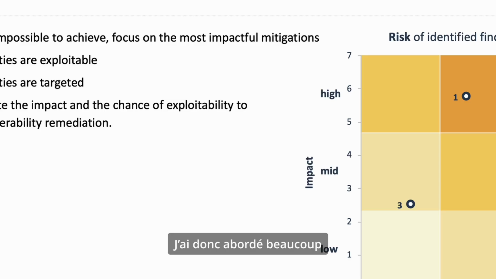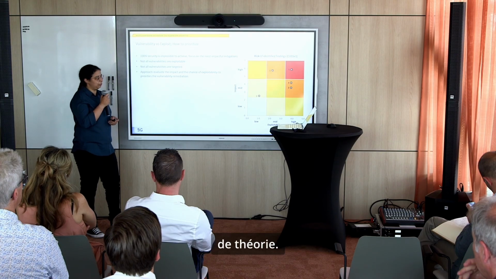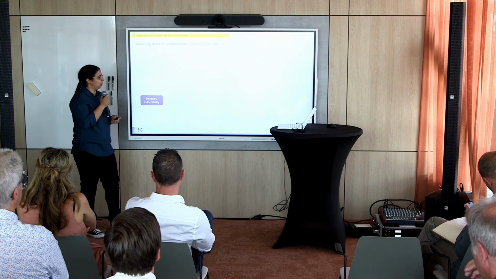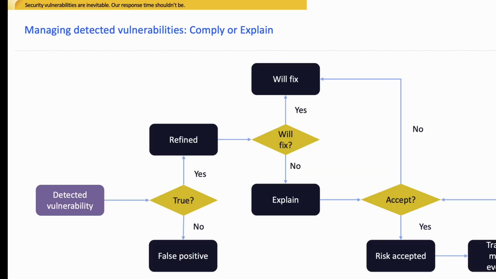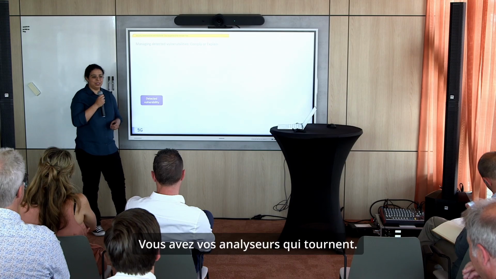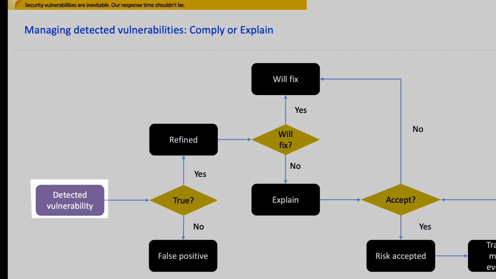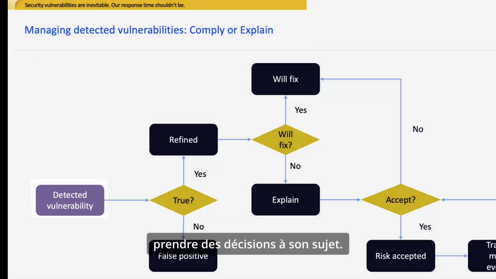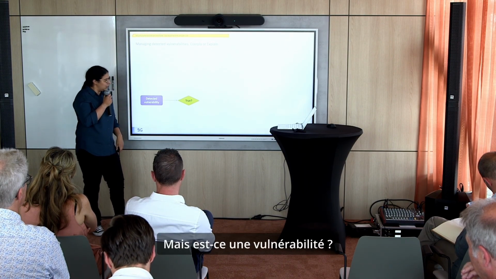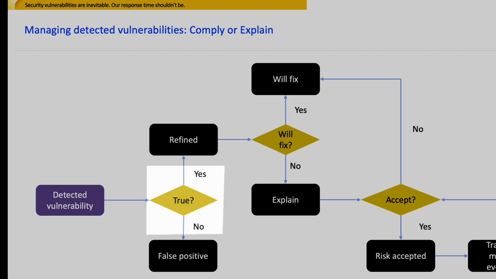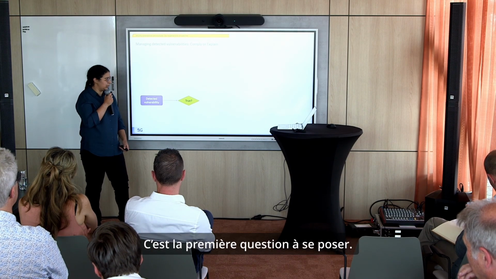So I went into a lot of theoretical stuff. Now we'll go into a flowchart, because flowcharts are also fun. So you have your scanners running, you found a vulnerability. Okay, now we have to make decisions about it, right? So I explained prioritization and all that, but is it a vulnerability? Can you exploit it, yes or no? That's like the first question you should ask.